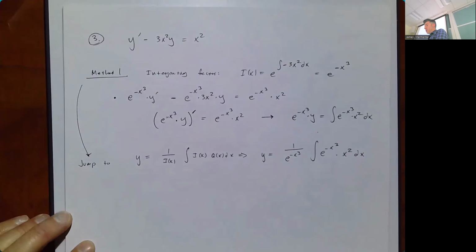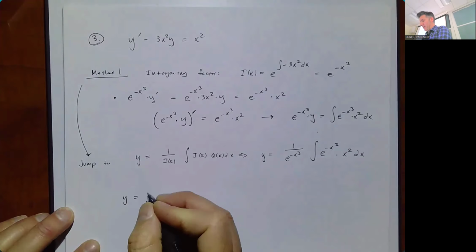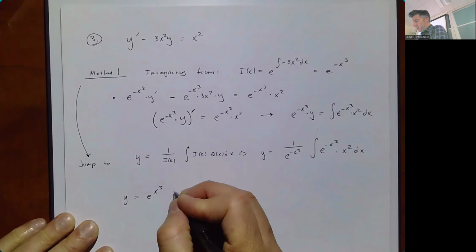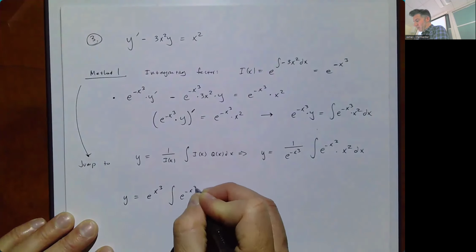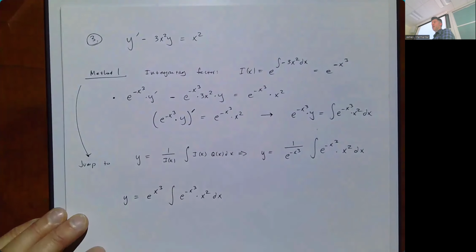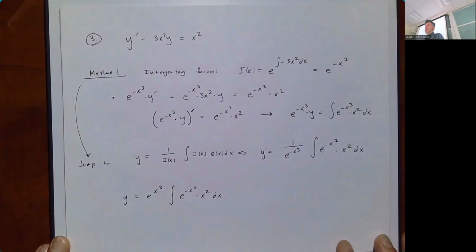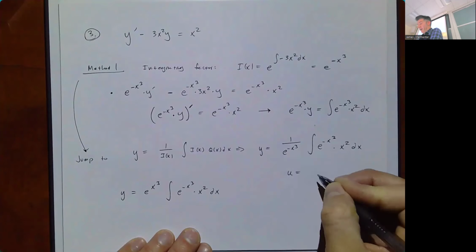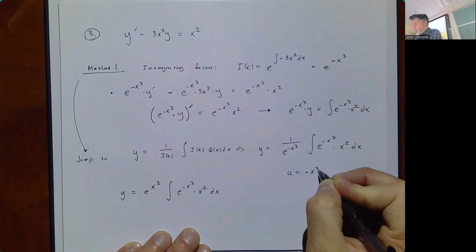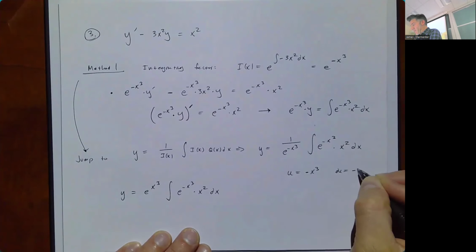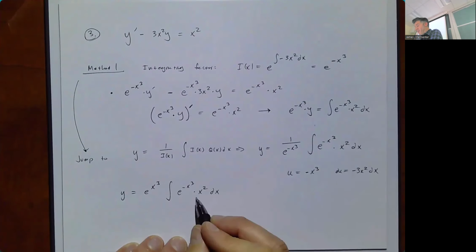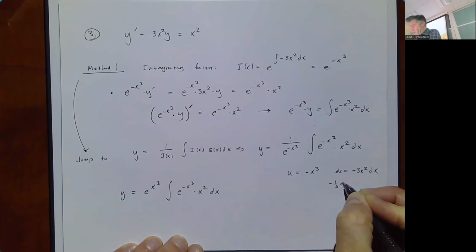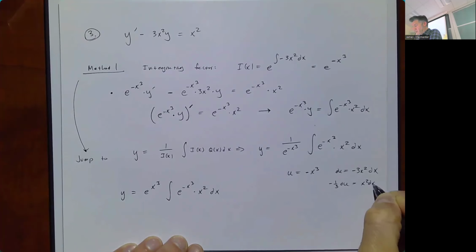Couple things I would do here. Thing 1, I would rewrite this as just e to the x cubed instead of 1 over e to the negative x cubed times the integral of e to the negative x cubed times x squared dx. Hopefully you see that there is a not too terrible u substitution we can do here. In this case, we're going to let u equal the exponent of e, which is negative x cubed. Our du is going to be negative 3x squared dx. We have an x squared dx, so I have to divide both sides by negative 3 here. Say that negative 1/3 times du is equal to x squared times dx.